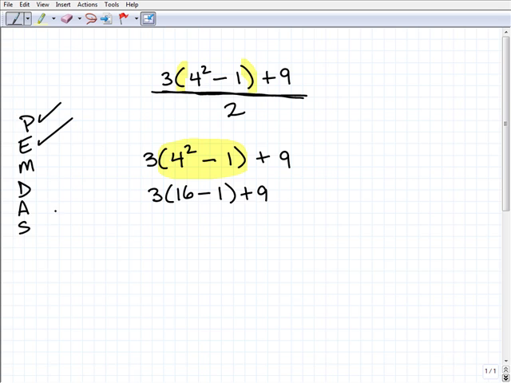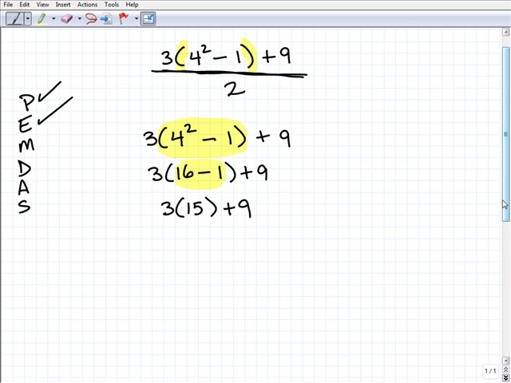All right, and you can see I have no multiplication or division. It's simply a subtraction problem inside these parentheses. So that's pretty easy to finish up. This would be 3 times 15 plus 9. Okay, so 3 times 15 plus 9. So what do I do next?